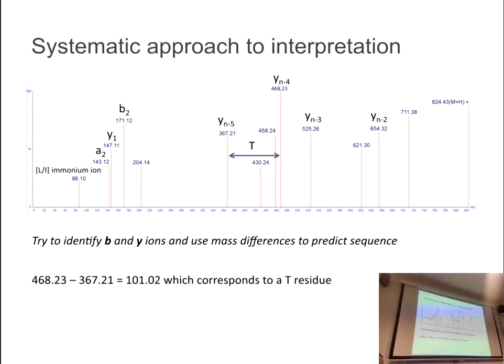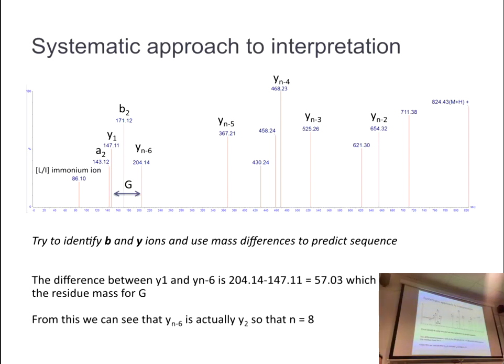Great. The difference between here and here, again you just do the calculation, corresponds to threonine. Mass between here and here, 163.07, corresponds to a tyrosine. Amazing. And then from here we end up in a Y. That's comforting, because if you hadn't figured out a mass yet, you'd be somewhere wrong. So this corresponds to the residue of G. So basically, yn minus 6 is the y2, which makes n equal 8. So we've got 8 amino acids.